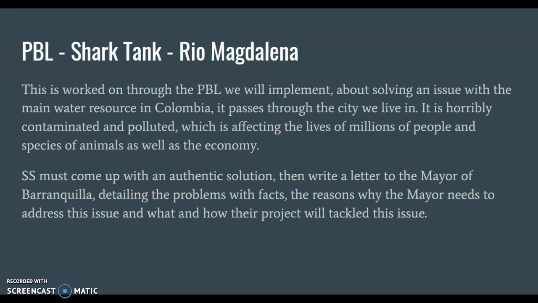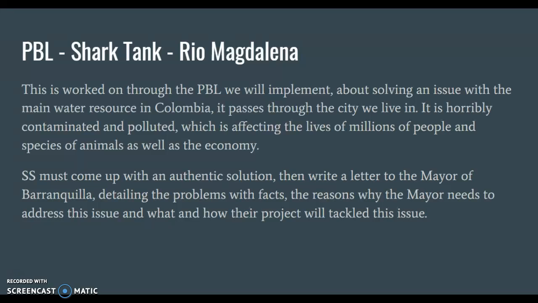The River Magdalena is the main water resource in Colombia, not just in the city we live in. It is contaminated and polluted, and it's a very serious issue. The government haven't poured that much money into it, so this is a genuine problem with a real audience.